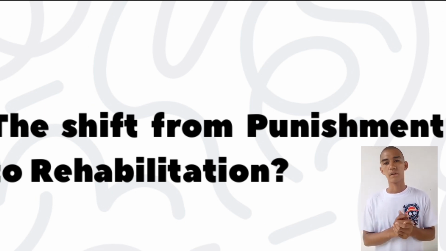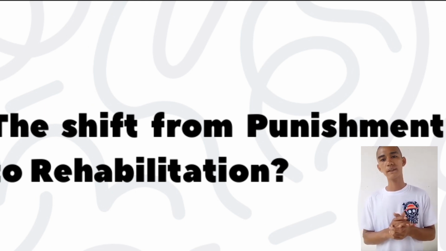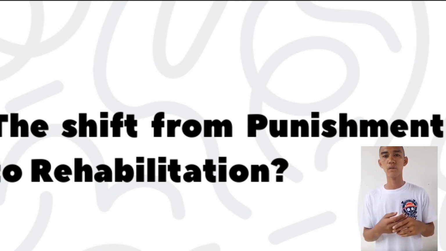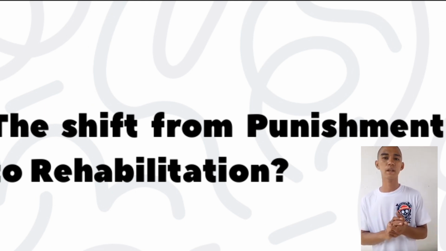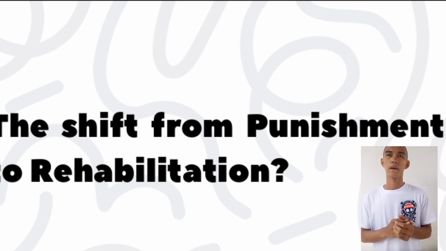However, the balance between punishment and rehabilitation depends on societal values, the nature of the offense, and the individual offender's circumstances. Each case requires careful consideration of justice, public safety, and potential for personal reform.